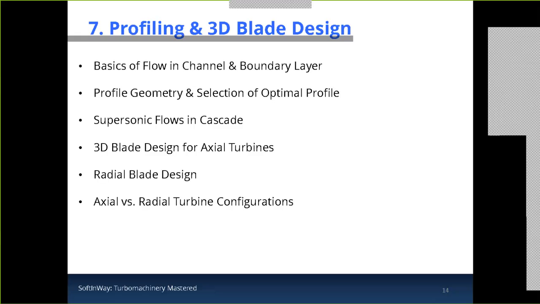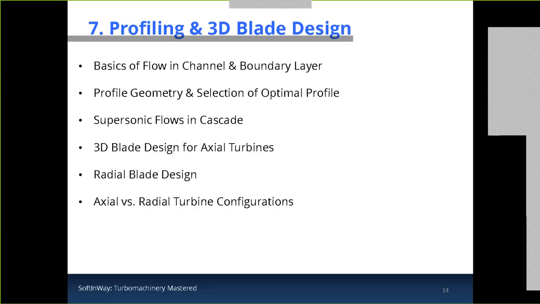The seventh chapter is going to be dedicated to blade design. We first of all go over some more basic theory, defining what the concept of boundary layer is and how the flow behaves in a blade channel. We talk about the different geometric properties of a profile and how to select them in order to create the optimal profile for a given set of boundary conditions.